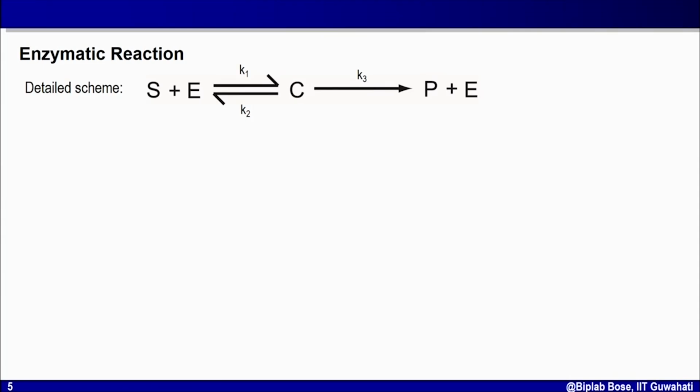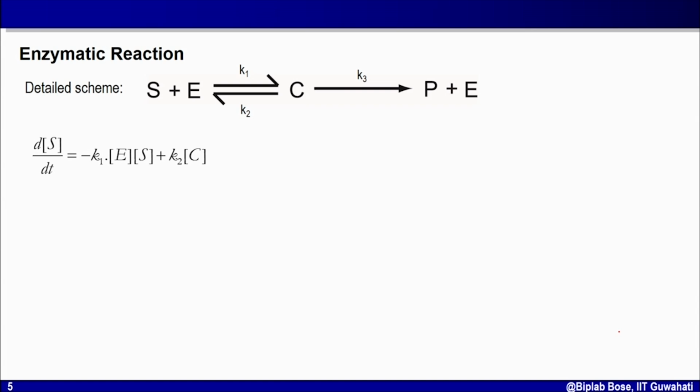Let us start with that. So my scheme is S is binding to E to form C. It is a reversible process. So K1 and K2 are two rate constants. C unidirectionally breaks into P and E, and the rate constant is K3.